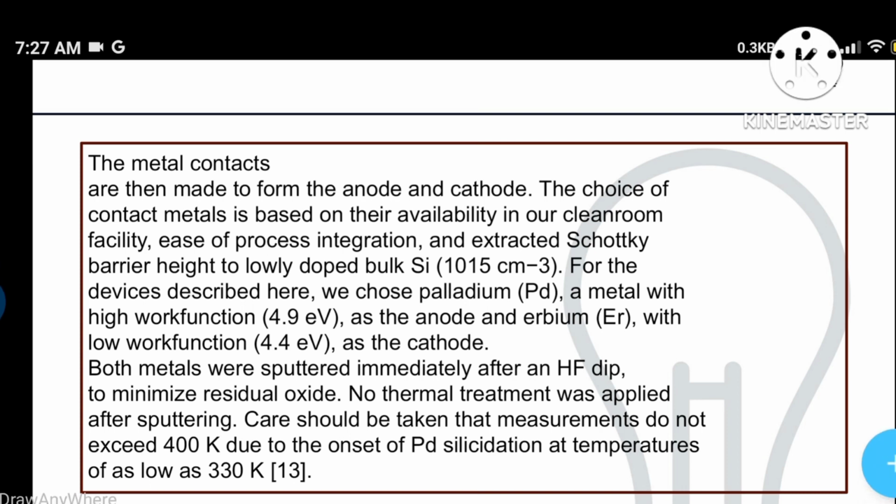Later, the metal contacts are made to form the anode and cathode. The choice of contact metal is based on their availability in our clean room facility, ease of process integration, and the extracted Schottky barrier to low doped bulk Si. For the device described here, we choose palladium, a metal with high work function.